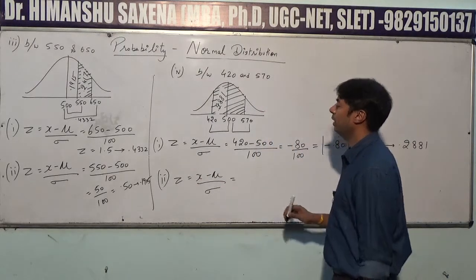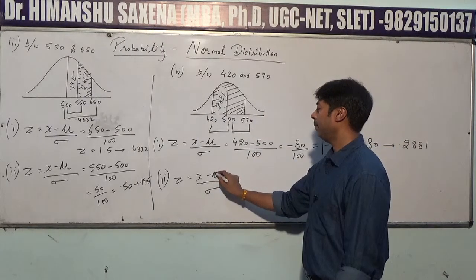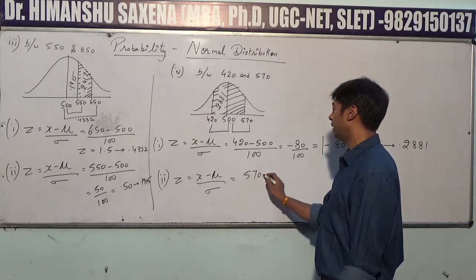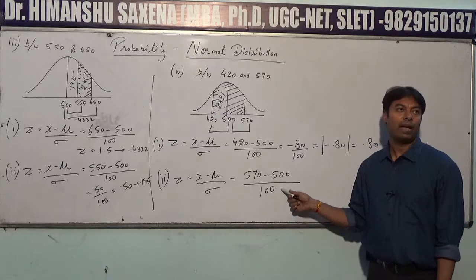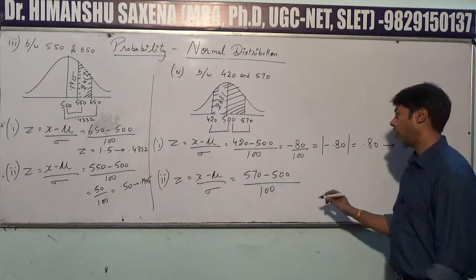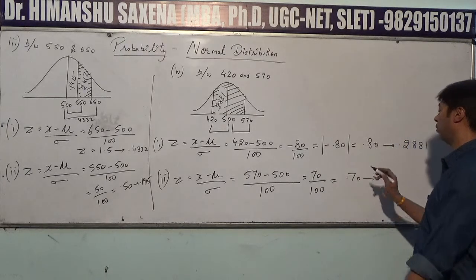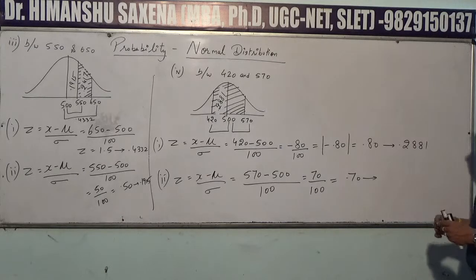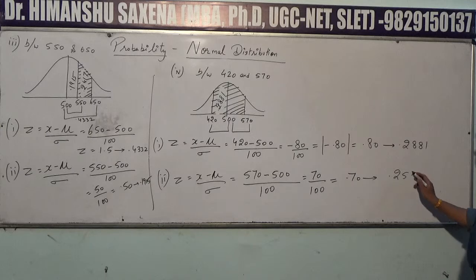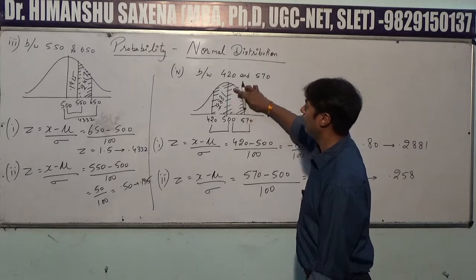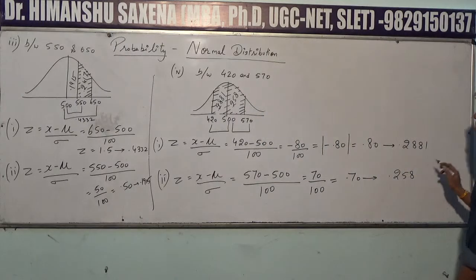Next, the second part of this particular problem says that you have to find out the probability between 500 and 570. So the formula will remain same, that is x. Now x is 570, but mean will remain same, and so will be the value of standard deviation. Solving this, we will get the value as 70 by 100 equals to 0.70. Now what will be the table value of z at 0.7? 0.258. Now this will be the value between 500 and 570, 0.258.